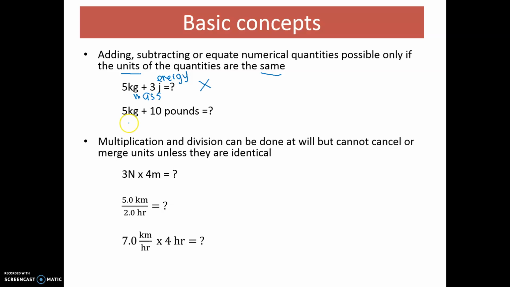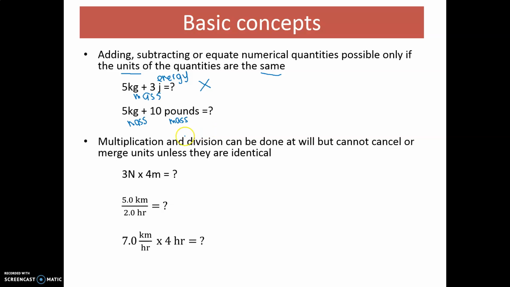Kg is a unit for the dimension of mass, and pounds is also a unit for the dimension of mass, so they have the same dimension. However, can we solve it? Still no, because the units are different. However, we can still solve this by converting one of the units. Either we convert kg to pounds and then do the solution, or we convert pounds to kg first before we can solve this problem.